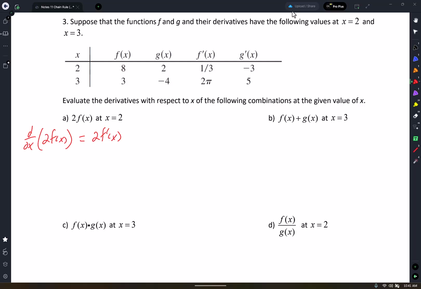Yeah, you just took the derivative, evaluated at x equals 2. What's f prime of 2? I just look at a table. 1/3, no? Oh, you're giving me the answer already? Yeah, that's fine. 2/3. Do you guys see how we did it?